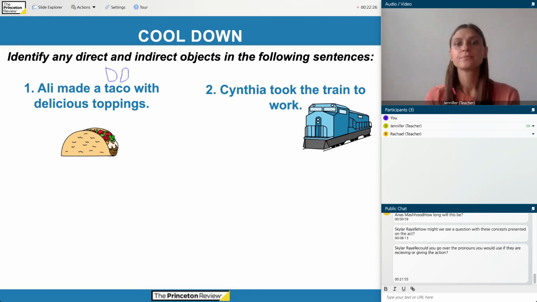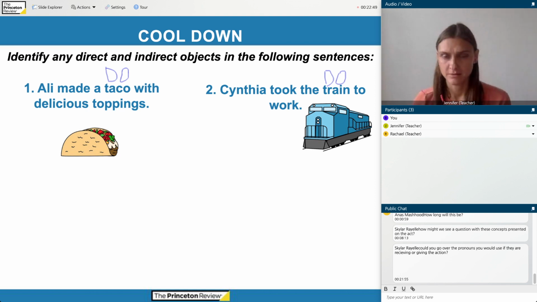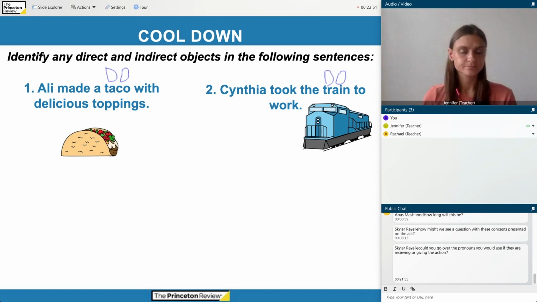Number 2, Cynthia took the train to work. What's your subject? Cynthia. Verb is took. And took what? Took the train. So train is the direct object. We have the word to, the preposition, but it's not to a person or a thing. It's a prepositional phrase here. This is just describing the direction that the train went, so it's not an indirect object.